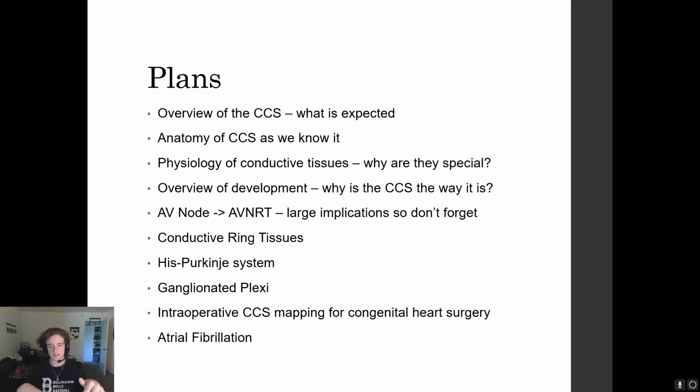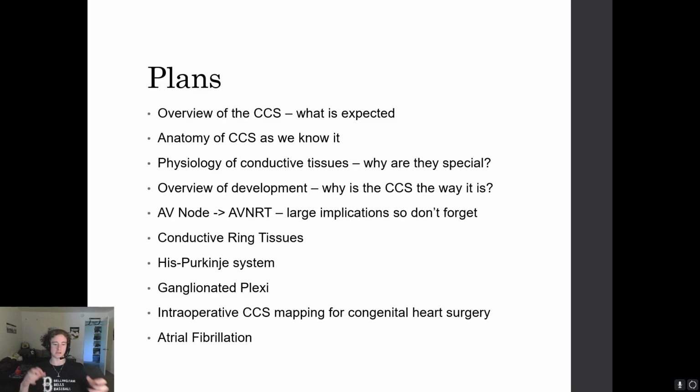So it's kind of like these sites of the parasympathetic and the sympathetic system where they sit on the heart, and their significance in a clinical application. After that, we'll be talking about the intraoperative CCS mapping for congenital heart surgery.